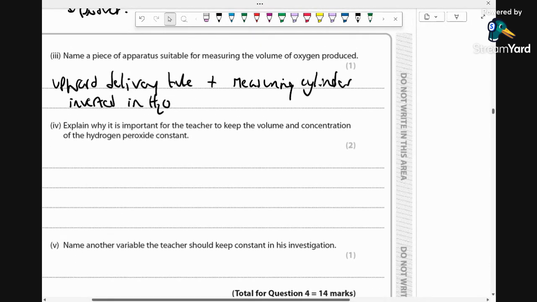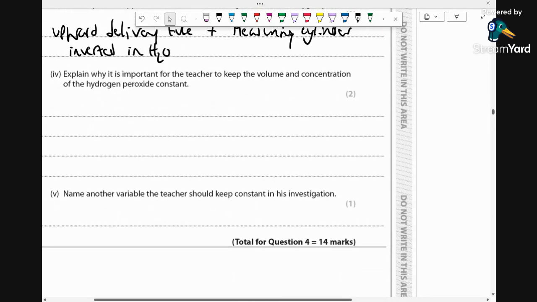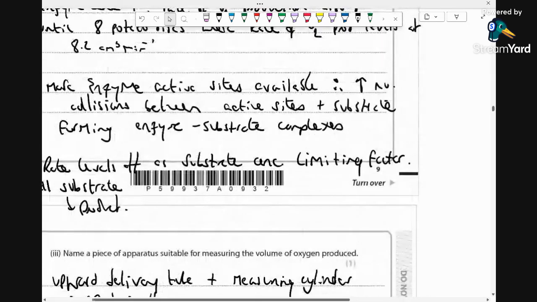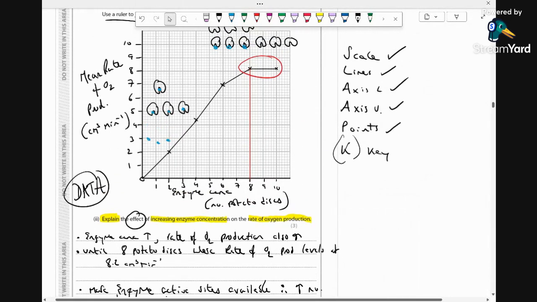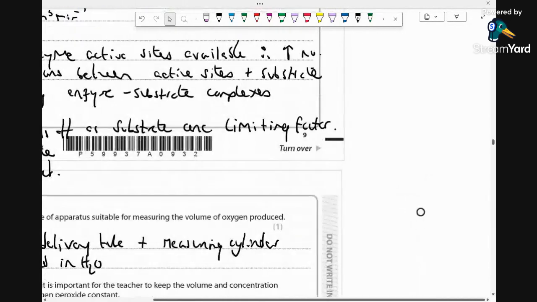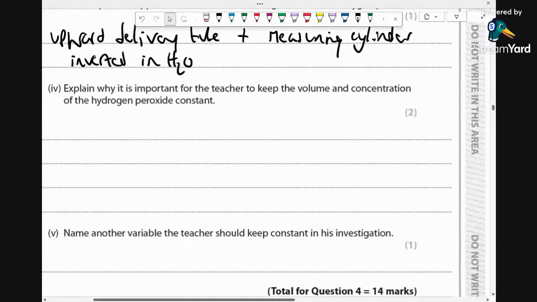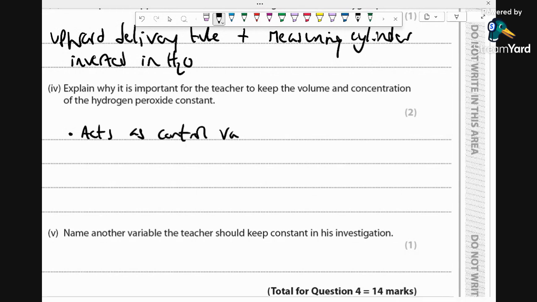Explain why it is important for the teacher to keep the volume and concentration of hydrogen peroxide constant. So we did need to keep that constant. Yes, because we're using potato discs, aren't we? So we do need to keep that constant. So I was right. So this is to obviously act as control variables.